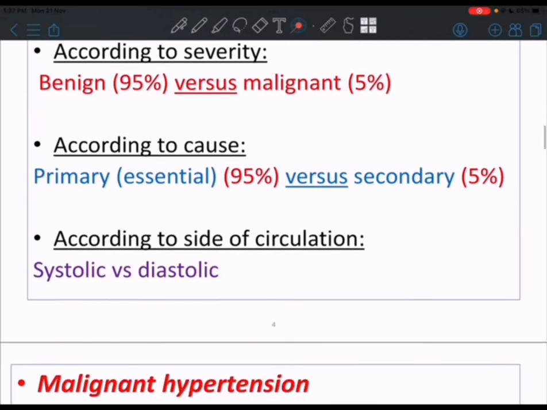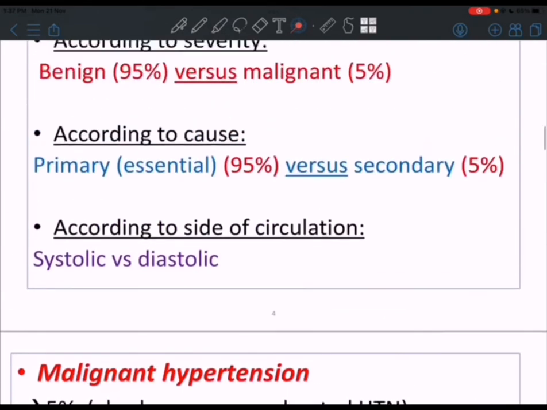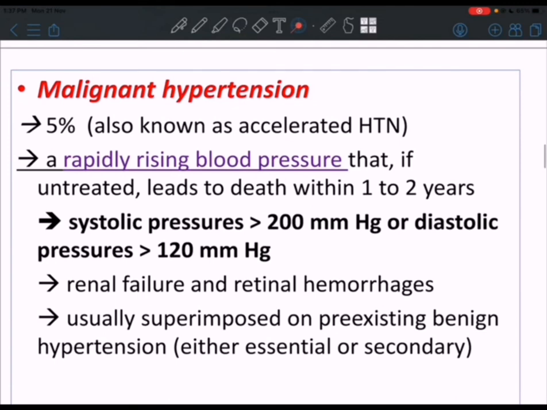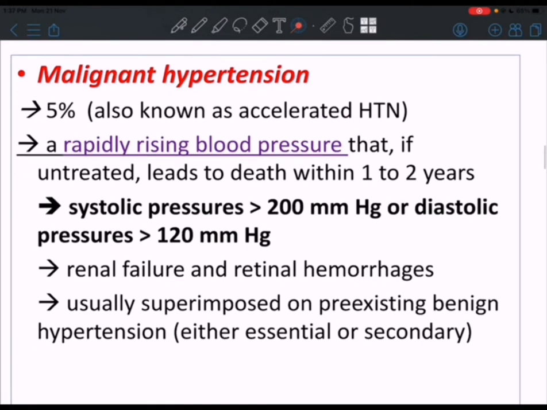In our lectures we will talk about malignant and benign, and about secondary and essential hypertension. So let's go back to malignant hypertension. It represents 5% of all cases. It is also known as accelerated hypertension. It results from rapidly rising blood pressure that, if untreated, can lead to death within 1 to 2 years. And that's why it was called malignant, because it has a bad prognosis. It may lead to death if uncontrolled.